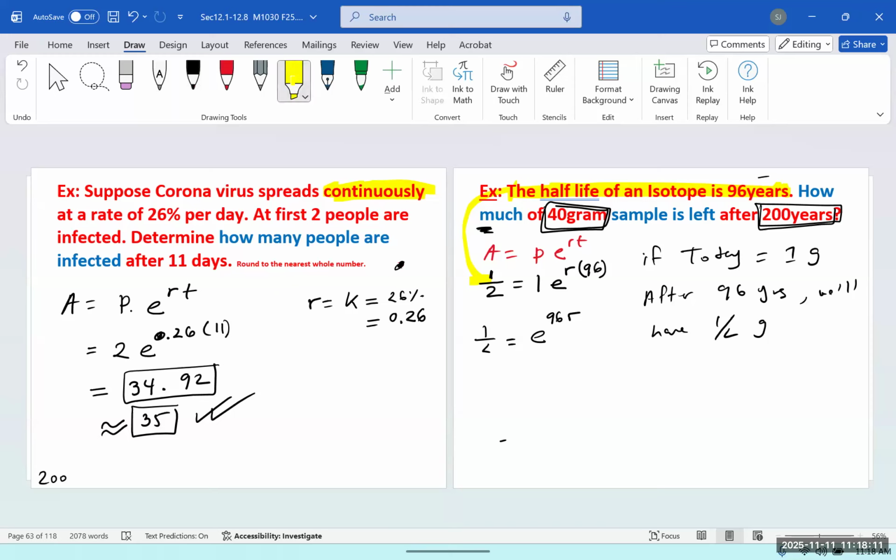Our goal is to see what the interest rate is. So ln. We cannot use log here. We have to use ln. We can use log, but it doesn't cancel the e. Our goal is to cancel the e, so we need the ln, specifically. We get ln of half equals 96R. So we divide by 96. We get R equals ln of half divided by 96. What is the interest rate?